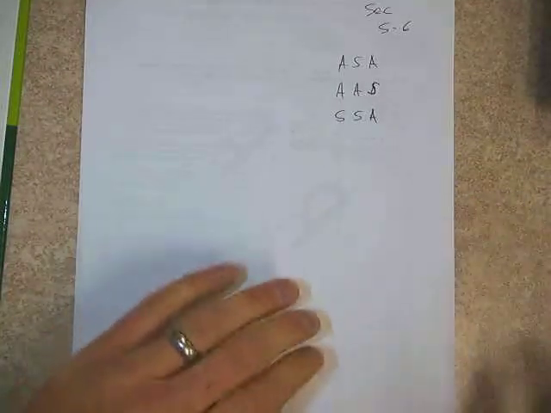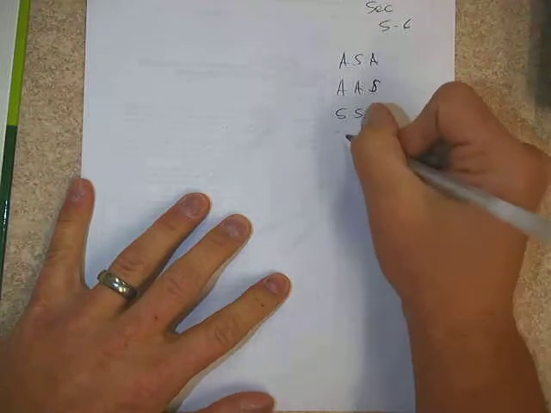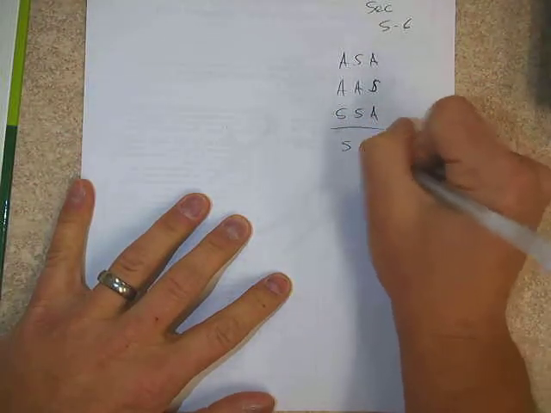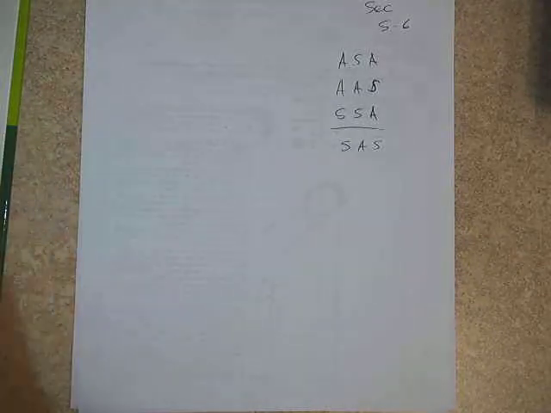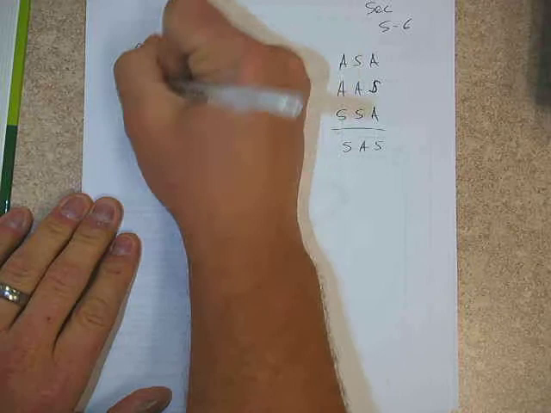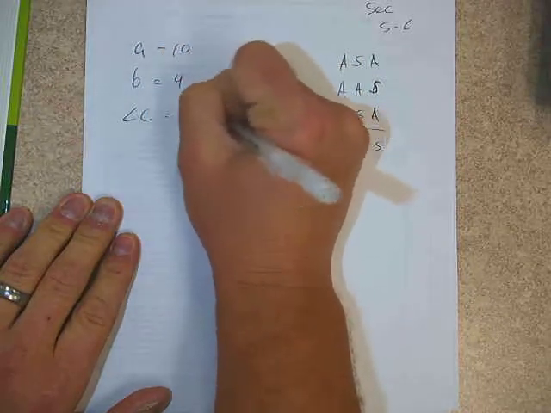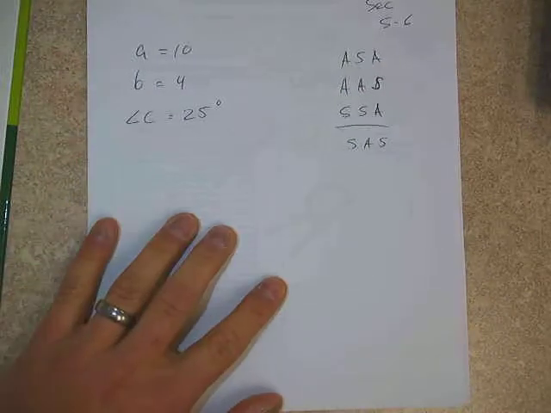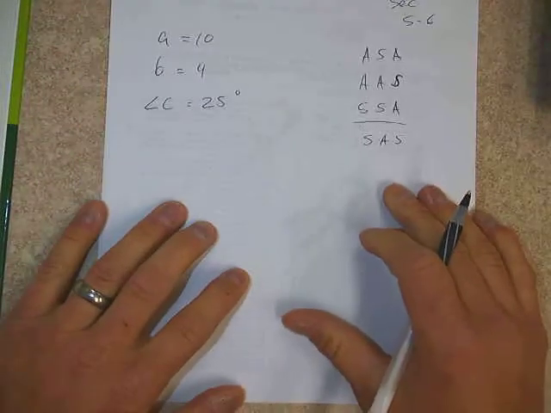Now, in geometry, we learned two other cases for triangle congruence, and we're going to consider those today. So the first one is going to be the side-angle-side case. I'm going to give you a triangle, and let's see if we can use the law of sines to solve it. In this particular case, we're going to say that A is 10, B is 4, and then angle C is 25.